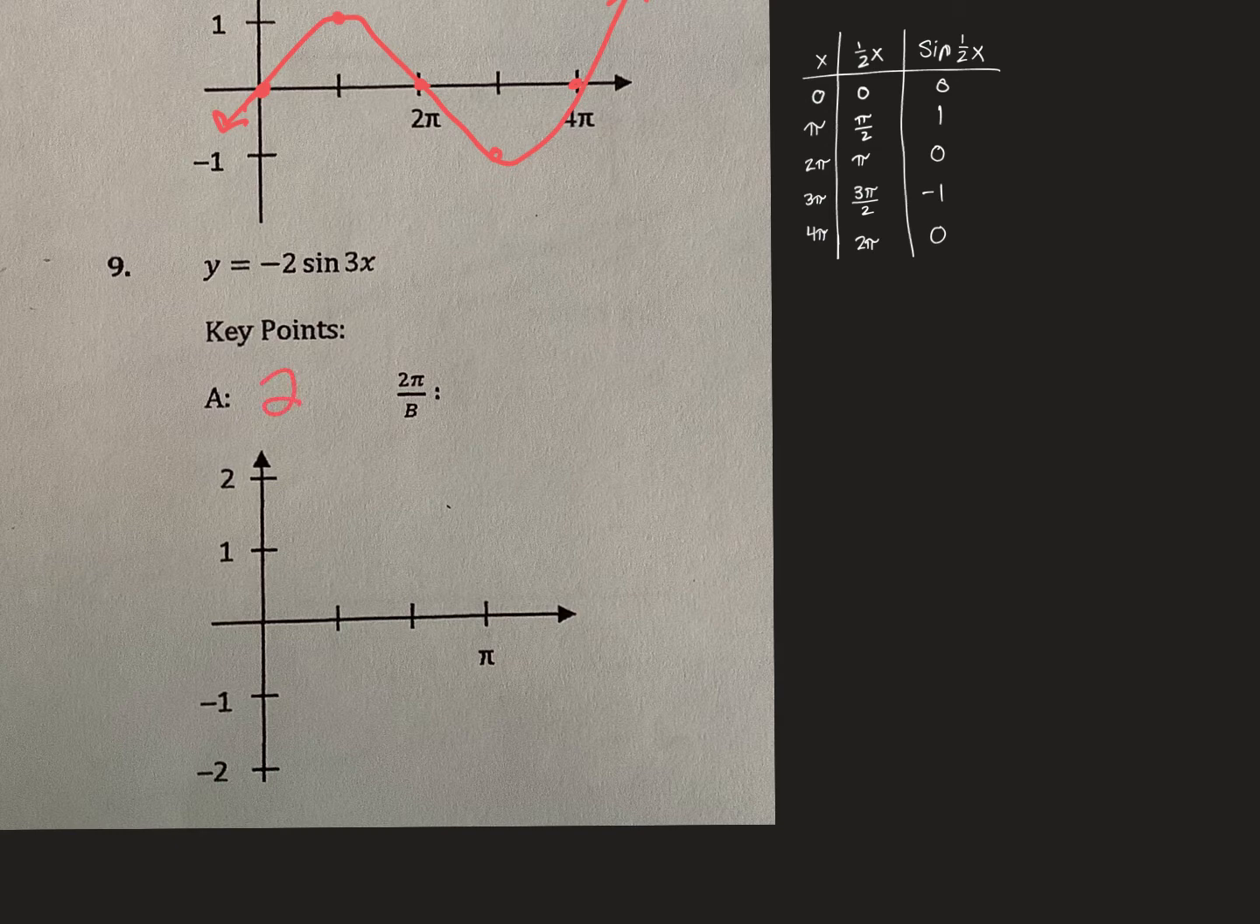All right, so now, to find 2 pi over b, what are we dividing 2 pi by? 3. So it is 2 pi over 3. Because it's always 2 pi divided by the number in front of x.